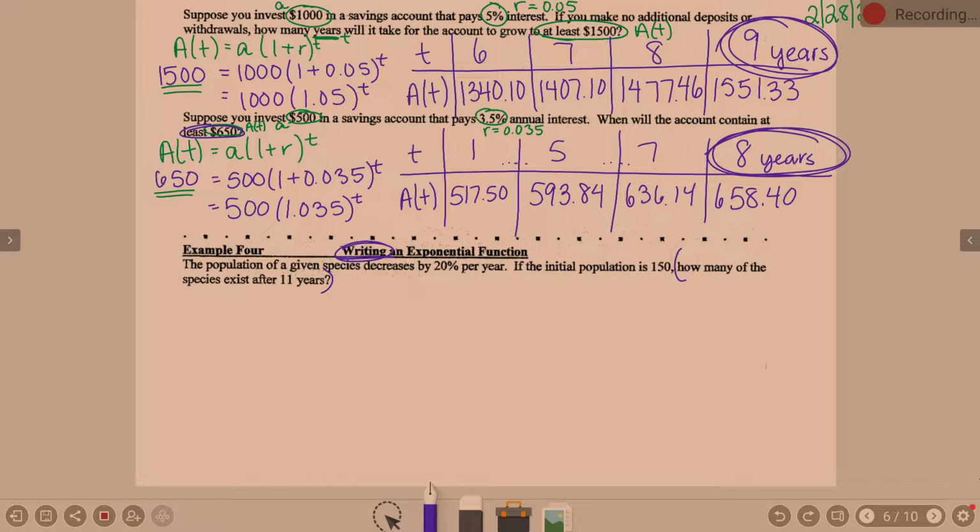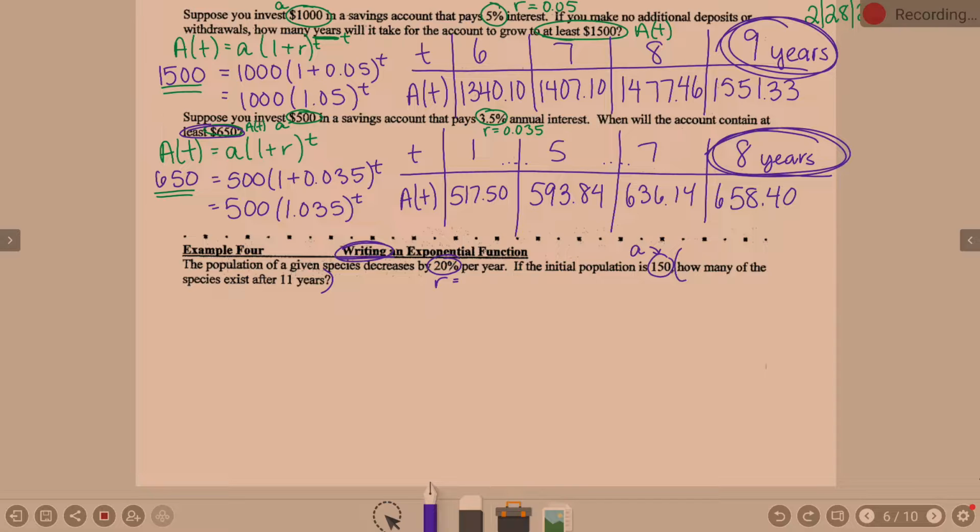So initial population is 150. What is that? That is our initial value, our A. What about this 20%? It's our rate. What do we use for 20%?